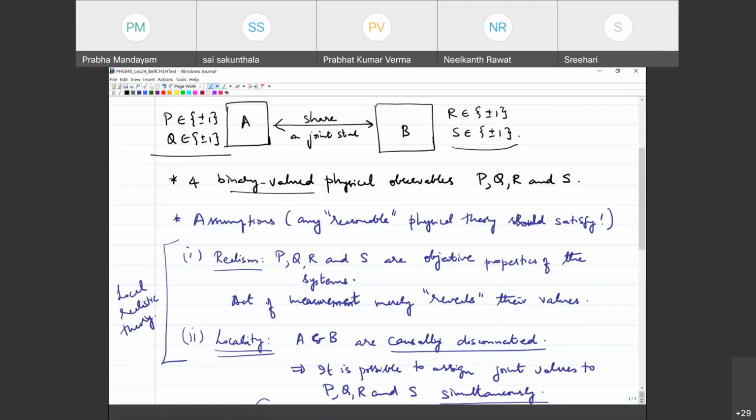It's just a two particle system, right? There are two particles or two physical systems which are shared in whatever sense by A and B, and there are four quantities they're going to measure, right?